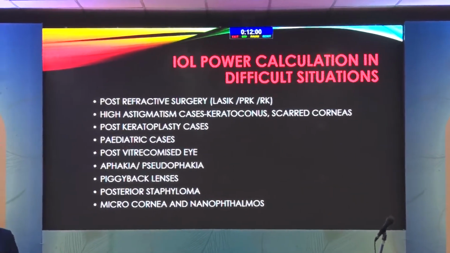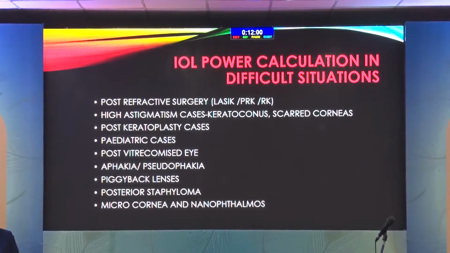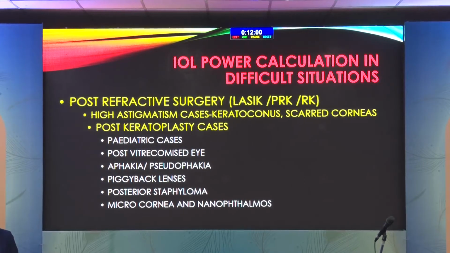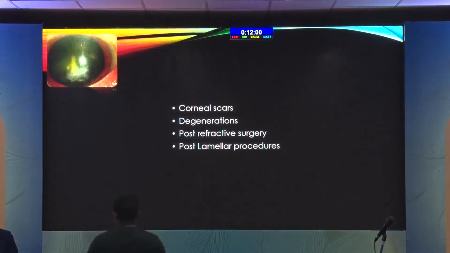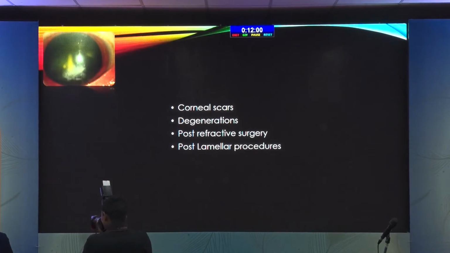So we know that in IOL power calculation in difficult situations, we have numerous data and so many problems with IOL calculation. But I'm going to highlight only the first three, which are the most important. We also know that there are a lot of corneal scars, which can be either central or peripheral, which cause these problems.